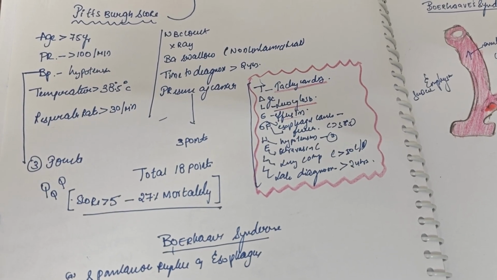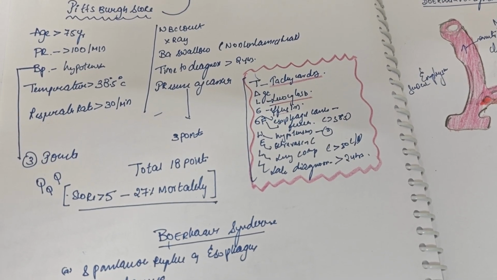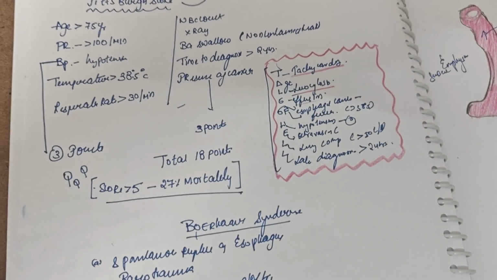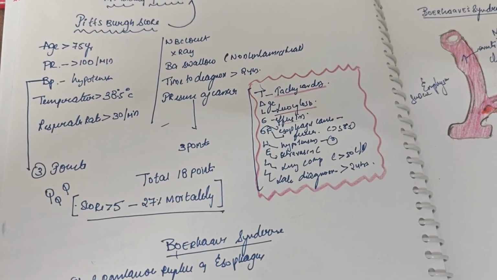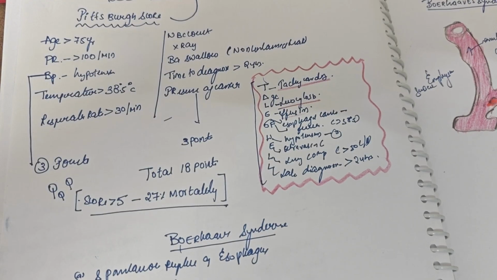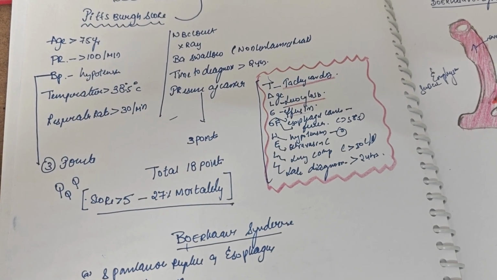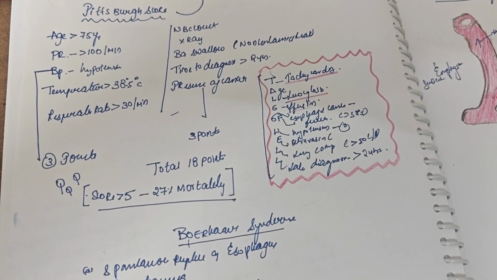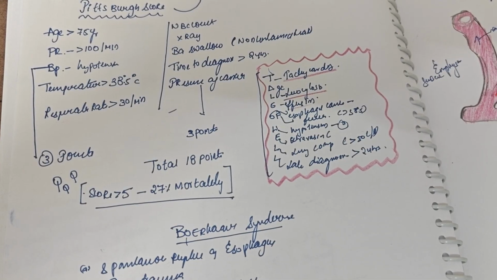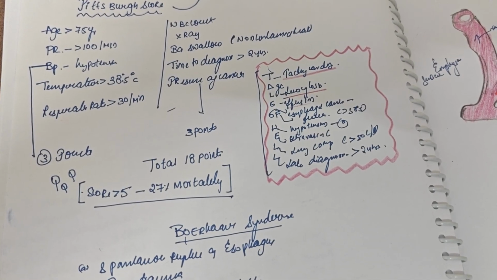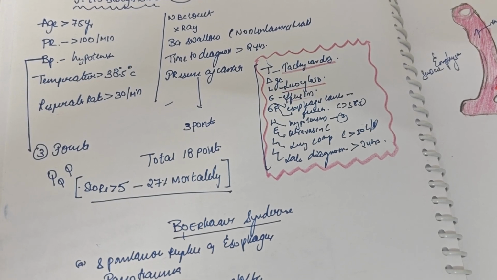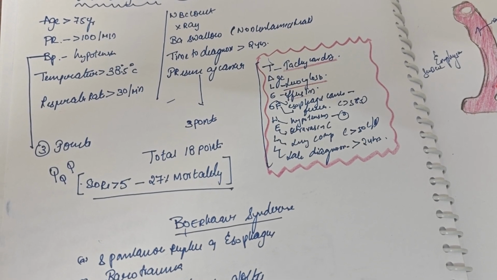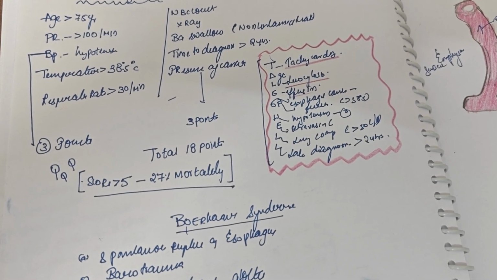Late diagnosis, so time of diagnosis more than 24 hours. Okay, so now what exactly happened? The points which we need to understand in the Pittsburgh syndrome, which I've told you, the tail of hell: T for tachycardia, A for age, L for leukocytosis, E for effusion on X-ray, O for esophageal cancer, F for fever 38.5. Hell, HELL.